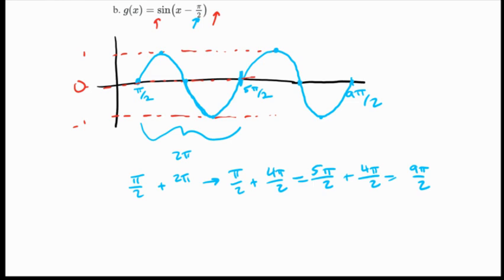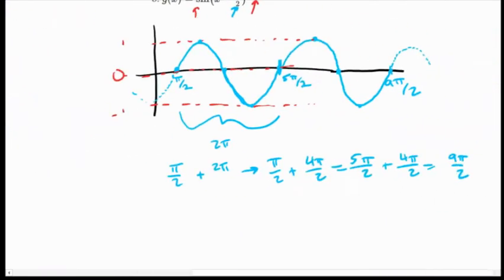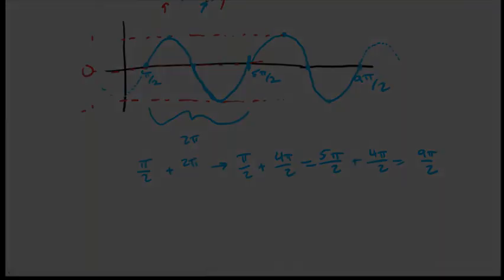Now, normally, personally, I like to show what the shape continues to look like as it goes on for both of our graphs, like these little dashed lines here, to show that it doesn't just stop. But we were, again, only asked to graph 2 cycles for each of these. So there we go.